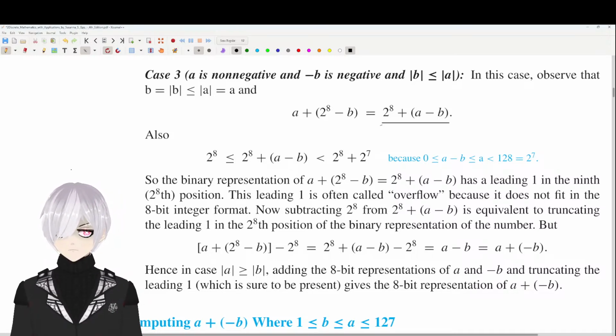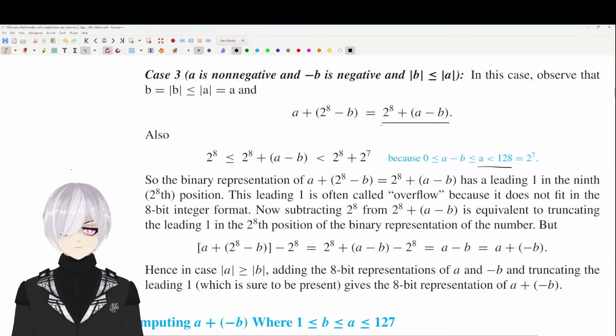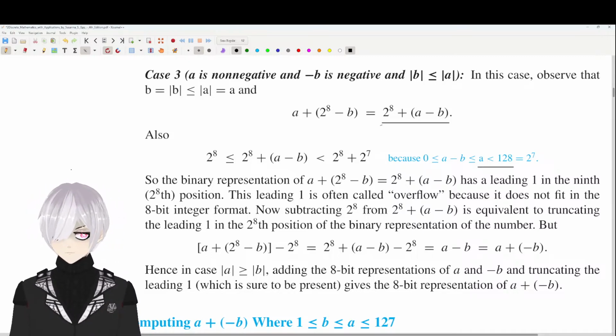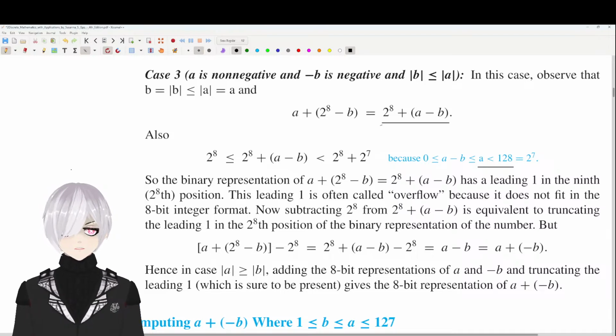Or I guess or equal, because A could be equal to B. The absolute value of B is less than or equal to the absolute value of A. So it's 2 to the eighth plus a positive number, or 0, that's greater than or equal to 2 to the eighth. And then 2 to the eighth plus A minus B is less than 2 to the eighth plus 2 to the seventh. Because A is less than 128 by our restriction.